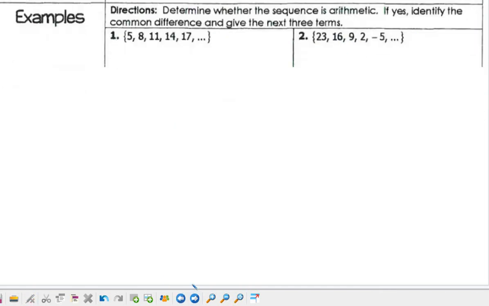So in our examples, it says determine whether the sequence is arithmetic or not. If yes, identify the common difference and give the next three terms. Okay, so common difference means I'm either adding or subtracting the same number every single time. So the difference in 5 and 8 is 3, plus 3, plus 3, plus 3. So this is definitely arithmetic, and my common difference is plus 3. The next three terms, 17 plus 3, 20, plus 3, plus 3.